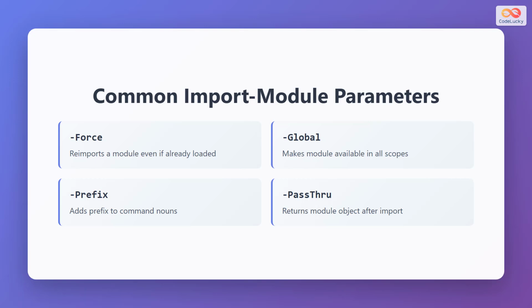Import-Module offers several useful parameters to control how modules are loaded. The -Force parameter re-imports a module even if it's already loaded, which is helpful when you've made changes to a module. The -Global parameter makes the module available in all scopes, not just the current one. The -Prefix parameter adds a prefix to command nouns, helping you avoid naming conflicts when multiple modules have similarly named commands. Finally, the -PassThru parameter returns the module object after import, allowing you to capture it for further manipulation or inspection.